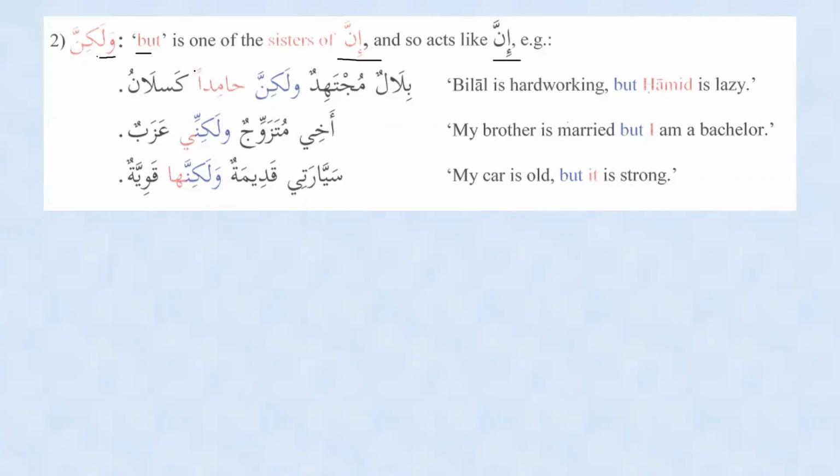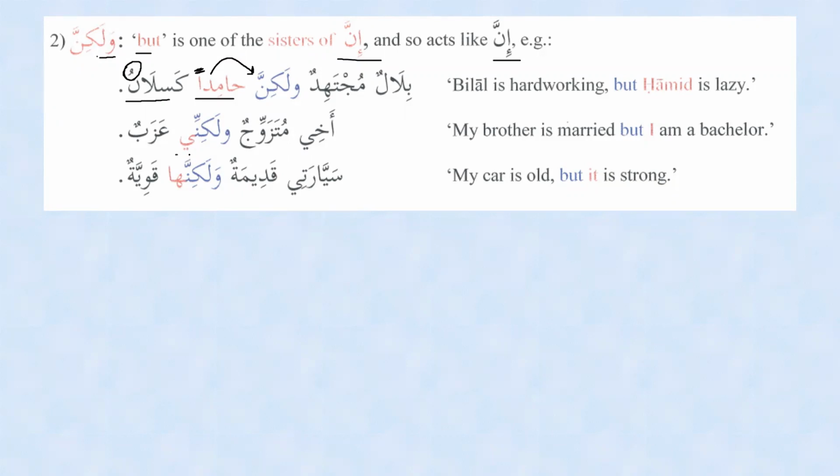So why do we say hamidan? Because after walakinna, we have ismu walakinna and khabaru walakinna, and ismu walakinna will always be mansub, and khabaru walakinna will always be marfu. And we know kaslanu is mamnu min as-sarf, because it is an adjective and it ends with alif and noon. Akhi mutazawwijun walakinni azabun. My brother is married, but I am a bachelor.